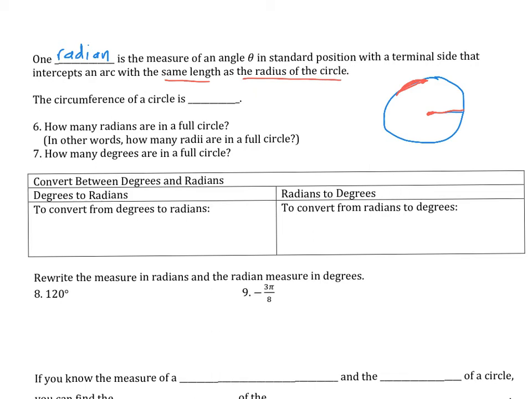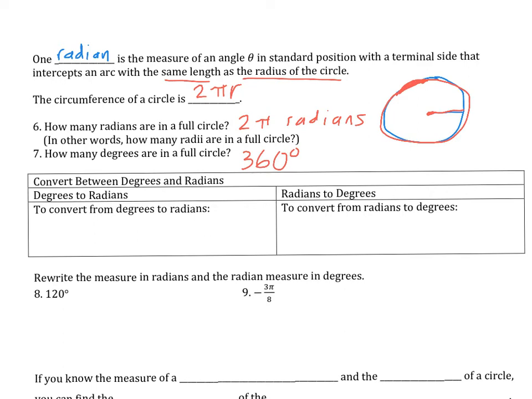You have learned a formula for the circumference of a circle. You probably learned this in geometry. The circumference of a circle is 2 pi times the radius. Remember, a radian is the same length as the radius. So if we were to walk all the way around the circle, how many radians would that be? That would be 2 pi radians. So 2 pi radians is the same as 360 degrees.